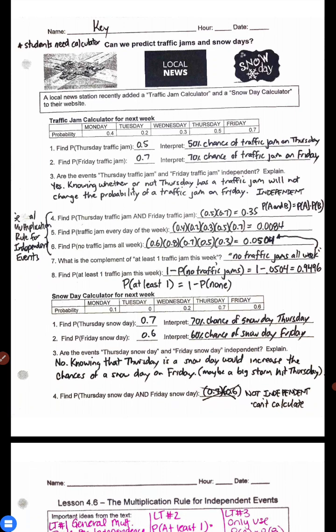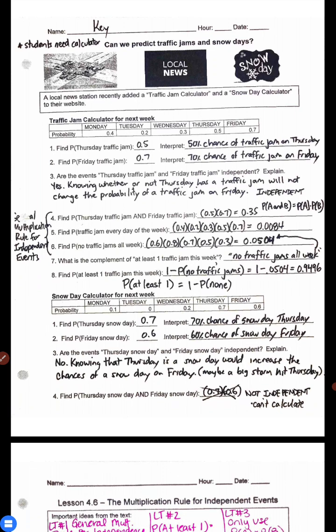Okay? And so if I then ask you to find the probability that there is a Thursday traffic jam and a Friday traffic jam, all that I have to do, because those two events are independent, is multiply their probabilities together. So when I see the word or, I'm going to add. When I see the word and, I'm going to multiply. So 0.5 times 0.7 gives me 0.35.